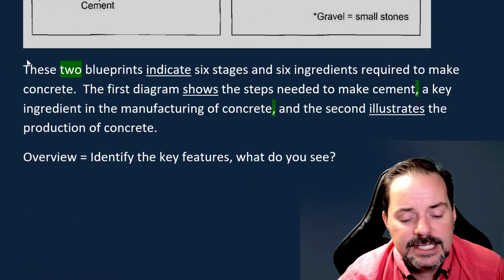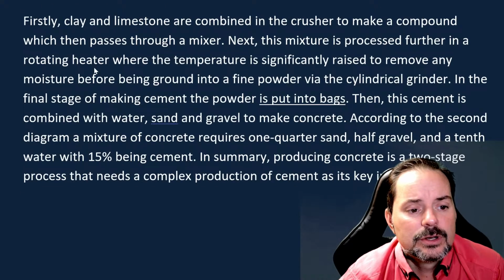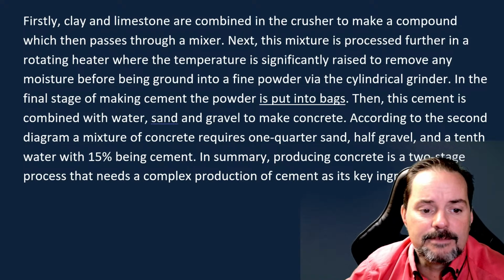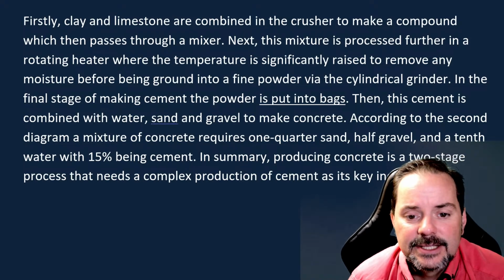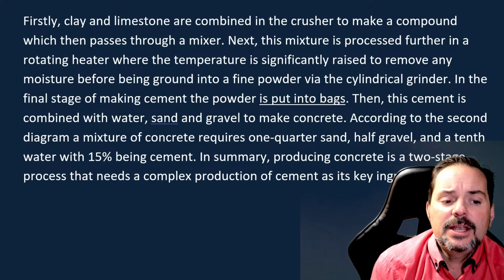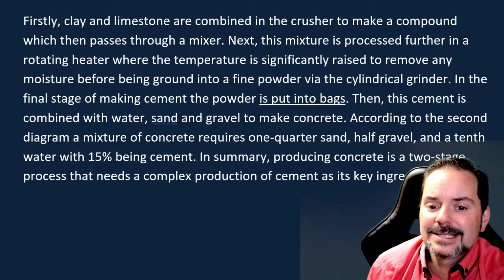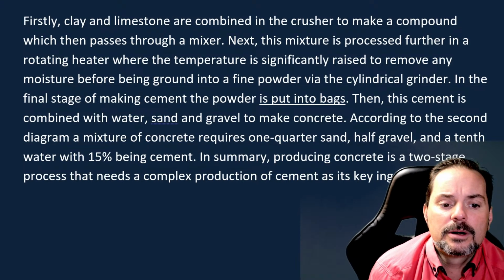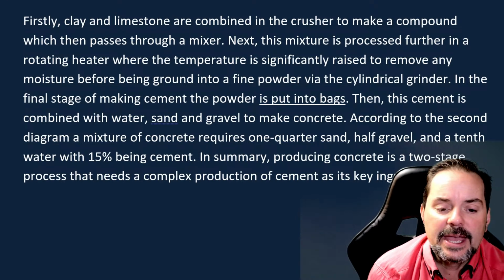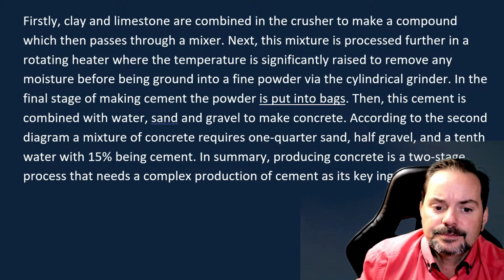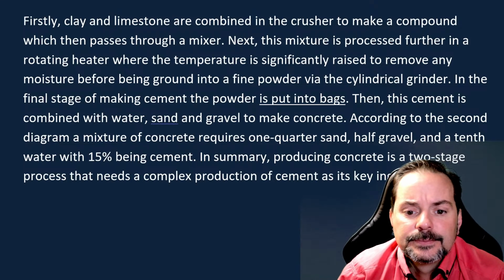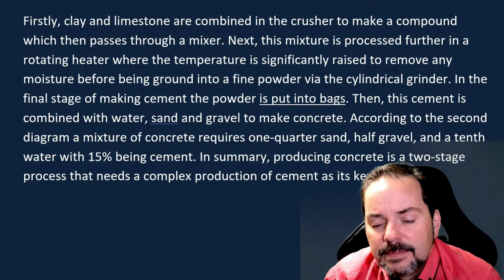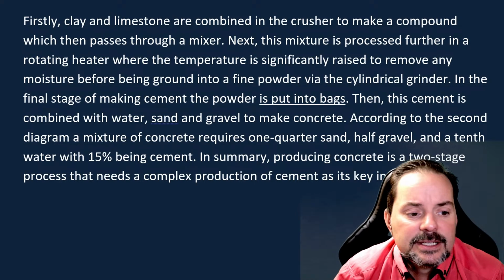Now, again, just like I said, you have to review, right? So firstly, clay and limestone are combined in the crusher to make a compound which then passes through a mixture. Next, this mixture is processed further in a rotating heater where the temperature is significantly raised to remove any moisture before being ground into a fine powder via the cylindrical grinder. In the final stage of making cement, the powder is put into bags. Then this cement is combined with water.